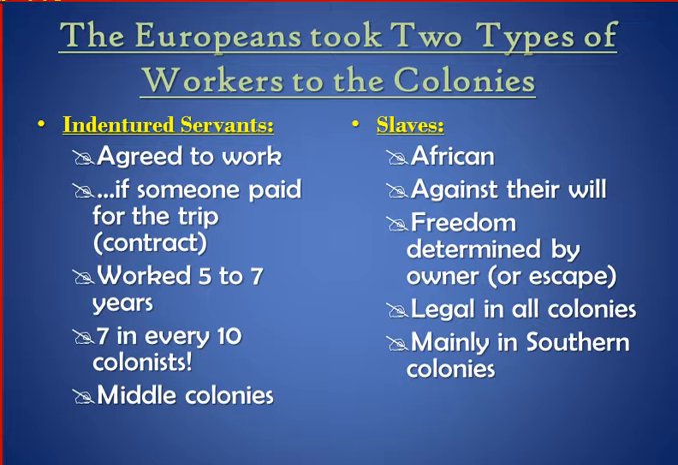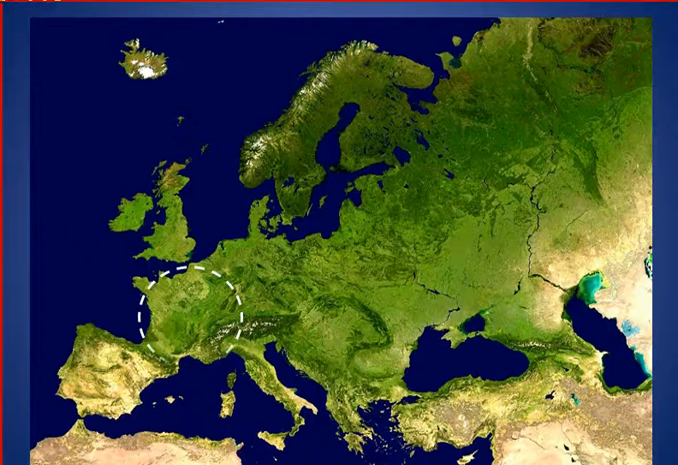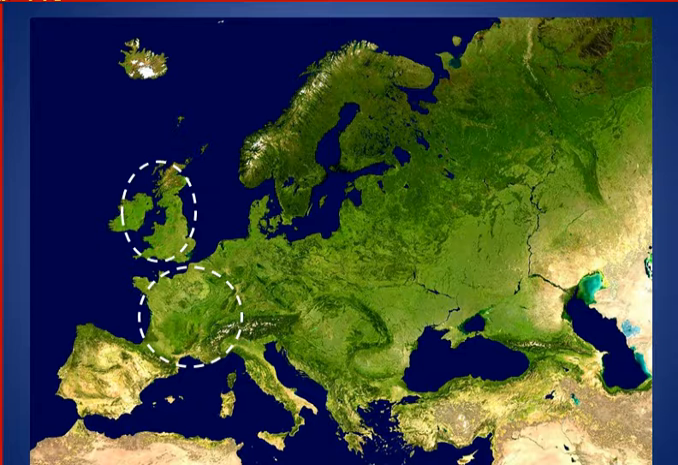Now at this point, we're going to switch gears a little bit and jump from America over to Europe. This is a map of Europe, and I'd like you to tell me if you can identify this country and this country. Do you know what they are? If you said that this was France and this was Great Britain, you'd be correct.